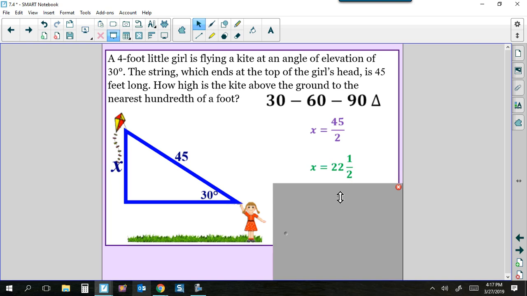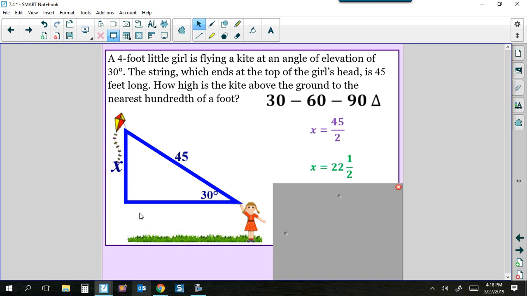Now, there is one catch to this. We're close to done. What did we forget? Based on the clues in the problem, we are told that the end of the string is not ending at ground level. It's ending at the top of the girl's head, and we know that the girl is 4 feet tall. They want to know how far the kite is from the ground. If you notice the picture we drew here, the triangle is almost like floating above the ground, and we know it's floating at 4 feet above the ground.